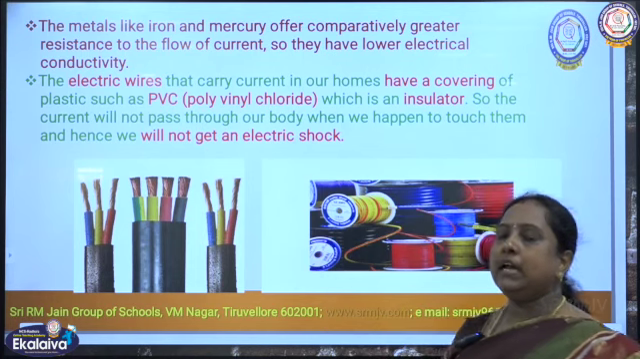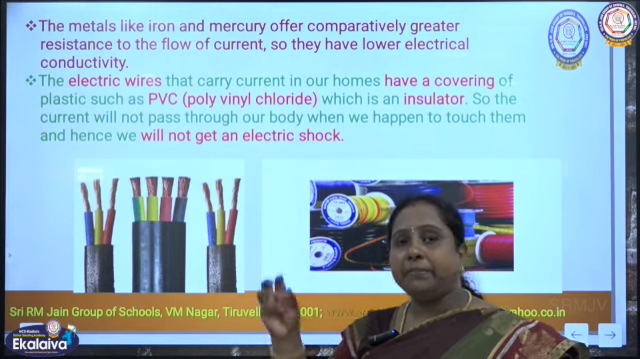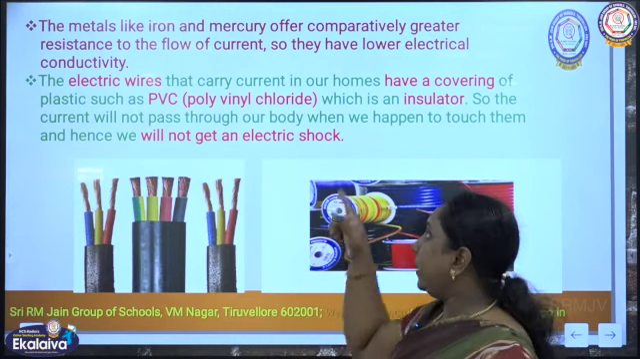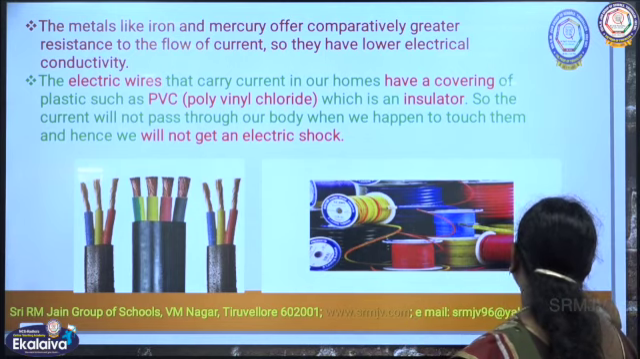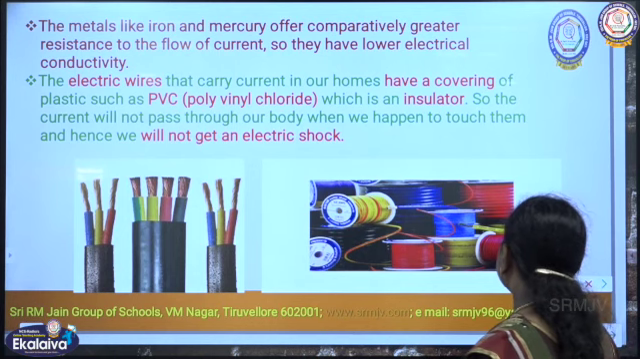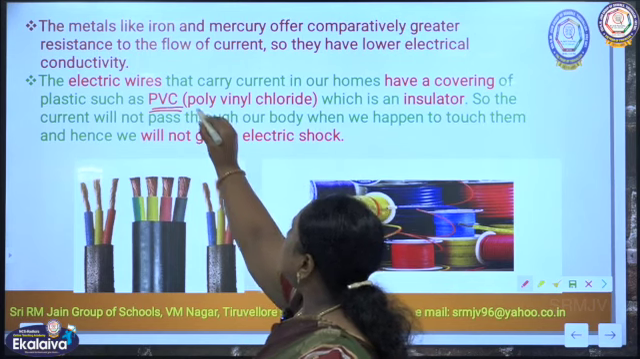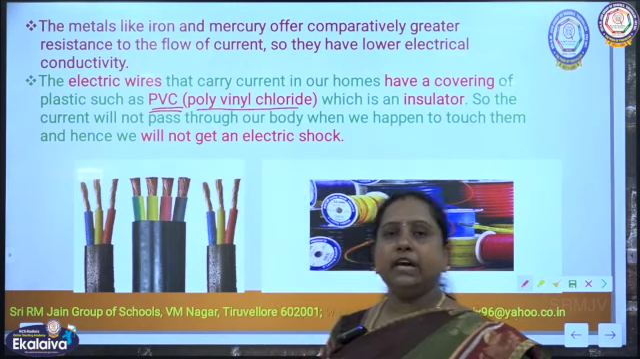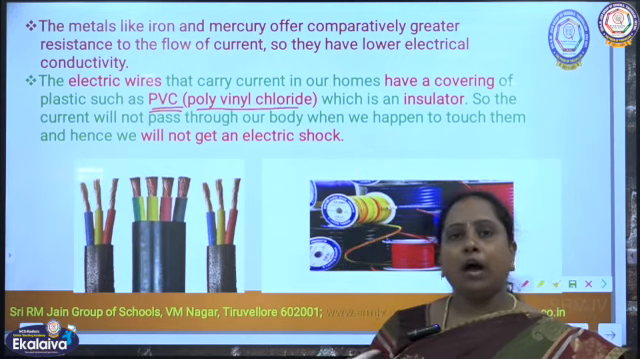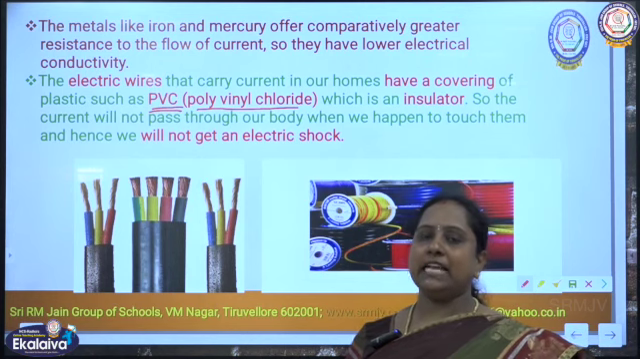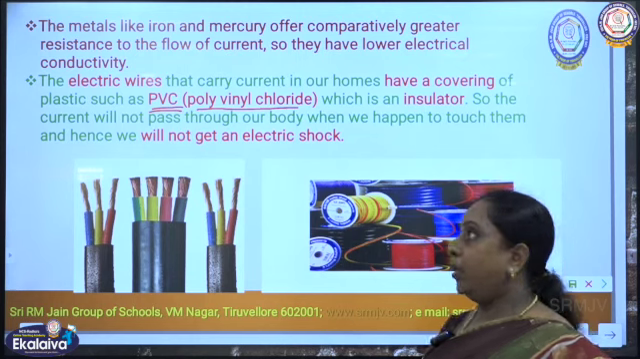So what happens normally is we cannot touch the wires with our bare hands. If we touch them, immediately we could feel the shock. So, when the wires are covered with PVC, which is nothing but polyvinyl chloride, we can avoid short circuits as well as shocking, that means electrical shock can be avoided.